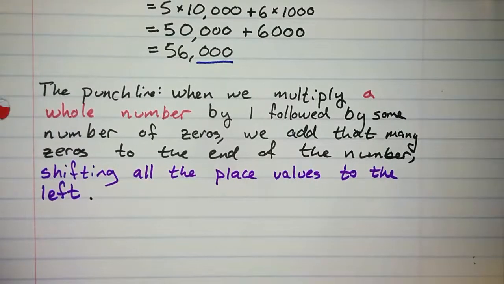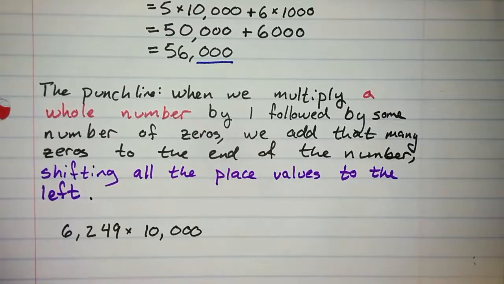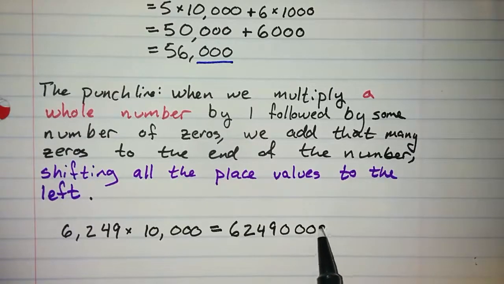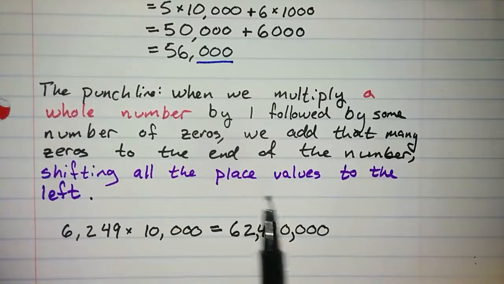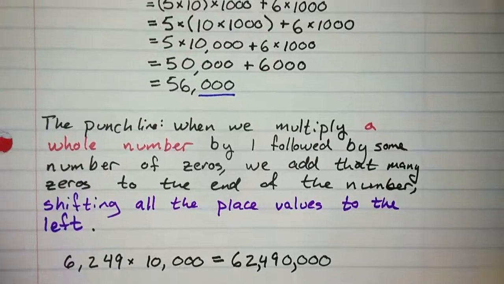But this is really easy to do, right? I could ask you to take 6,249 times 10,000. And what would that be? It would be these 4 digits, 6, 2, 4, 9, followed by 1, 2, 3, 4 zeros. What do we get? 62,490,000.